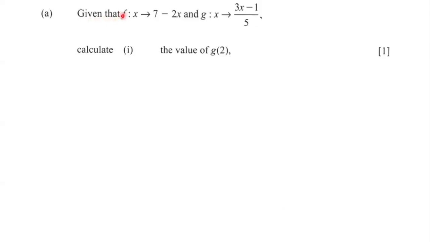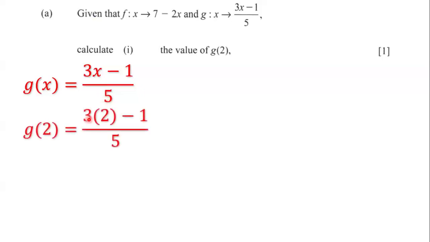Given that the function f is defined as 7 minus 2x, and the function g is defined as (3x minus 1) over 5, the question states, calculate the value of g of 2. And so we have g of 2, and our goal is to calculate its value. First, we know that g of x is equal to (3x minus 1) all over 5.